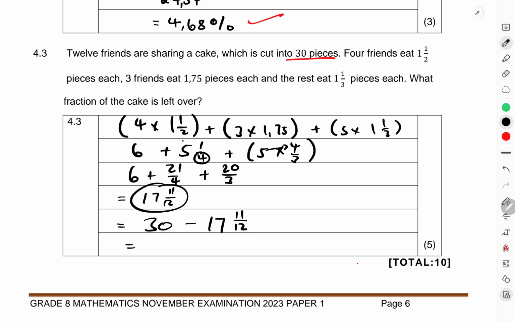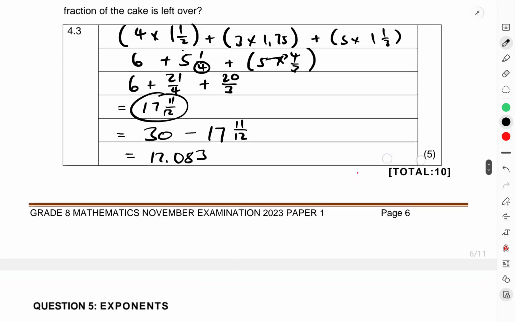Now, what is 30 minus 17 11 over 12? Meaning the number of slices that are left here is 12,083. Those are the number of slices that are left from the cake that was eaten by the 12 friends.